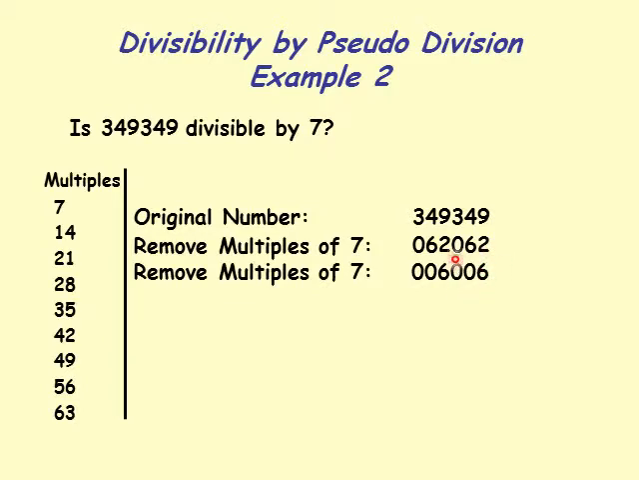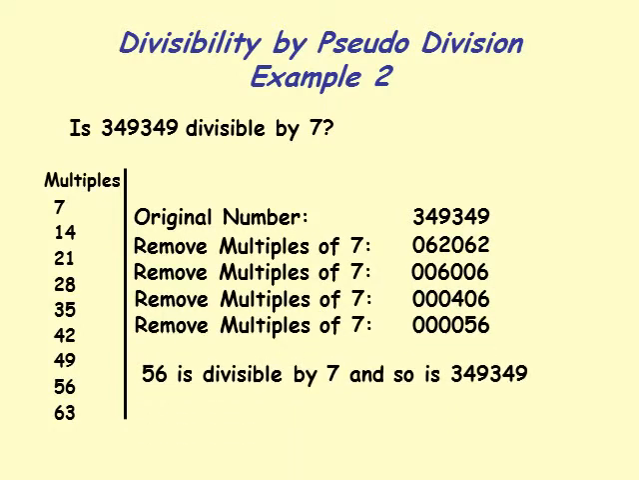Now we'll take away something from 60 here. From this 60, I take away 56. So leave 04, and 06 is still here. Then from 40, I take away 35. Leave a 05 here. So we have 56 left. 56 is in this table here. 56 is divisible by 7, and so is 349349.